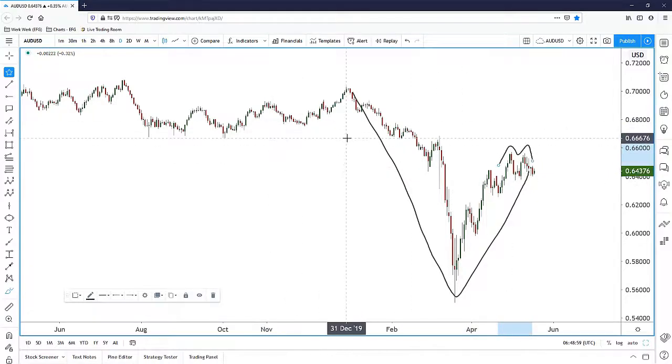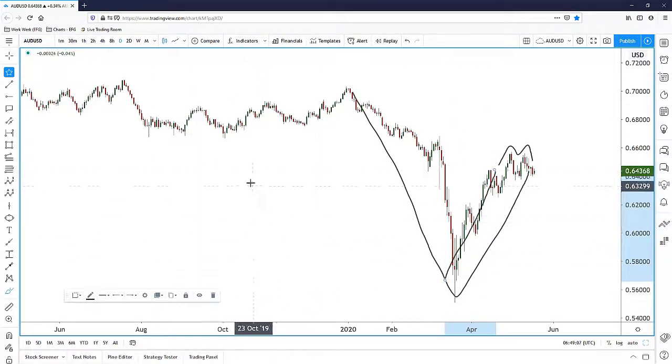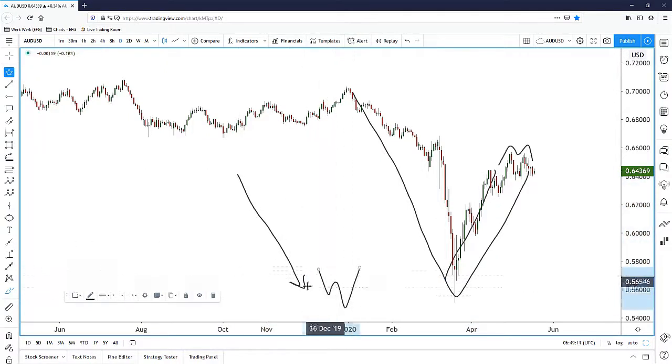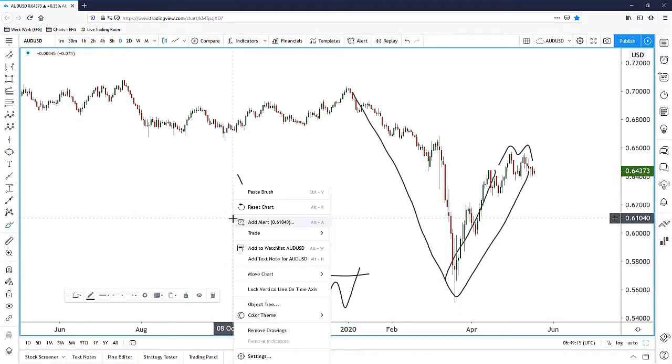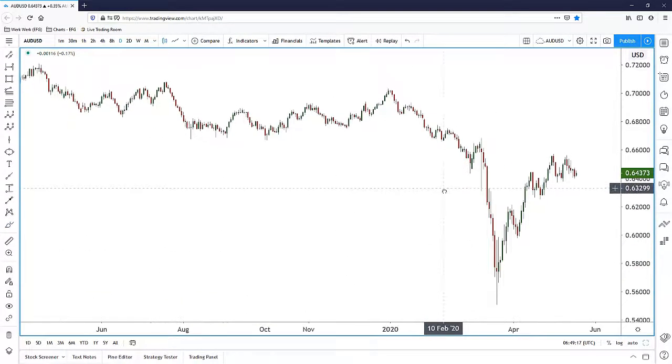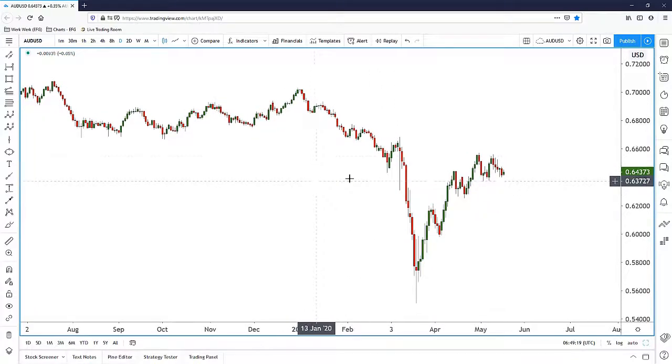Now, every double top and double bottom pattern has to be preceded by a strong trend, right? So for a double top pattern like this, there should be a strong upward trend. In a double bottom pattern, there should be a strong downward trend before we see the double bottom. Okay, so with that, let's look at the daily.